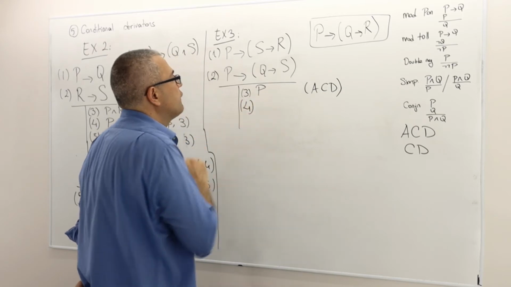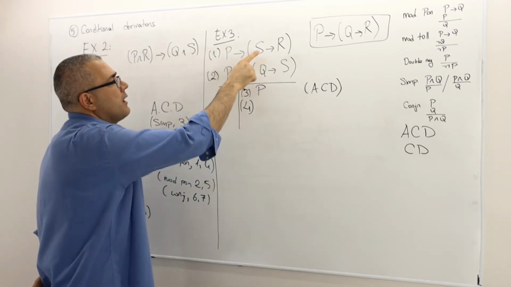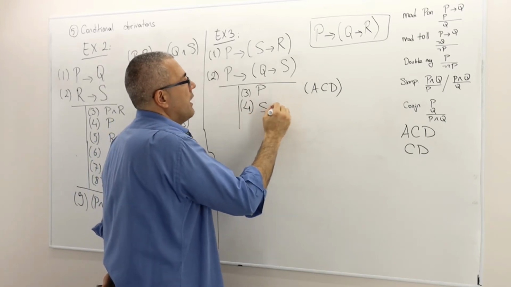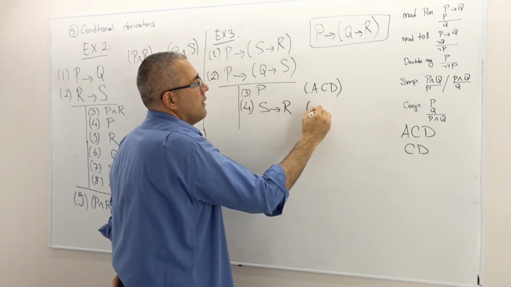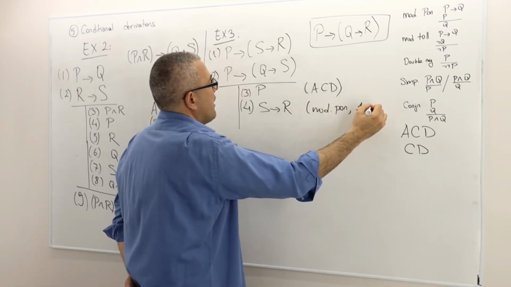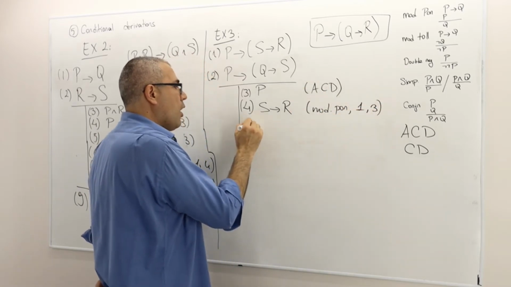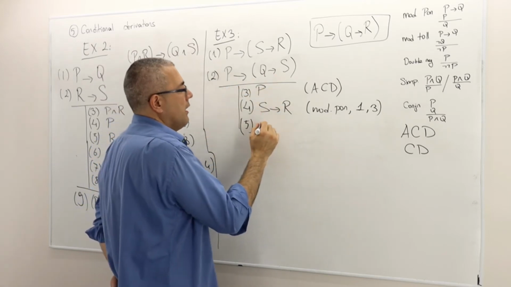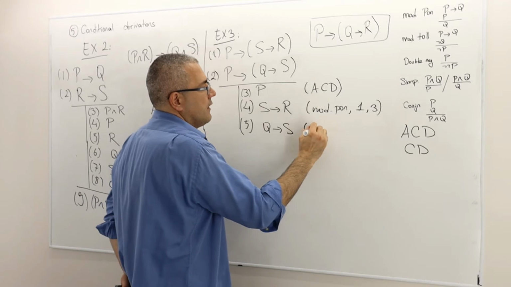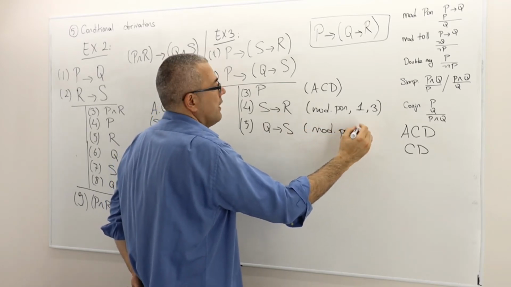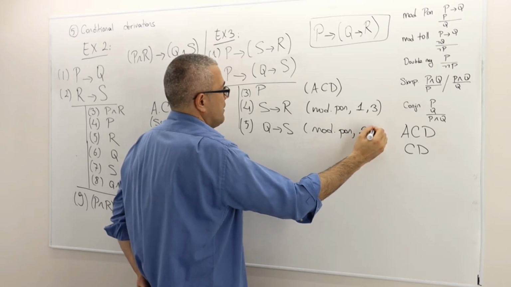What do I learn from this assumption? P implies (S implies R), and P, therefore by modus ponens, S implies R. Modus ponens of lines 1 and 3. Also, P implies (Q implies S), and P, I must have Q implies S. This is also thanks to modus ponens of lines 2 and 3.